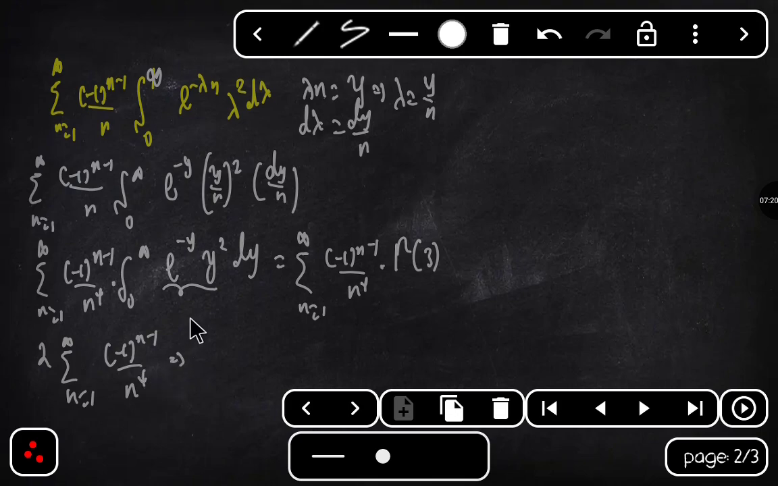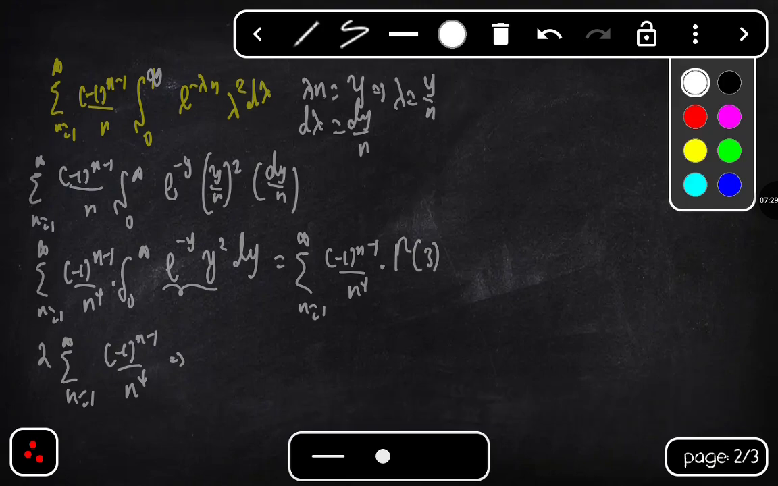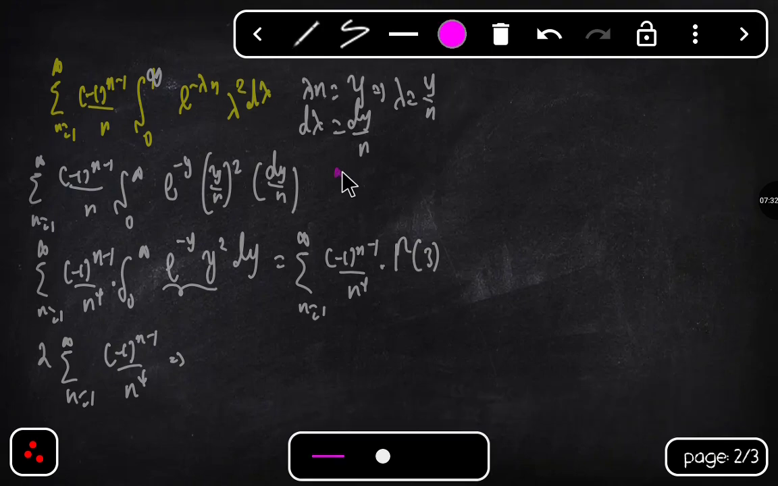Okay, so this is a form of the Dirichlet eta function. Let me use another ink. It's in this form: if you have the sum of n from 1 to infinity of minus 1 raised to the power of n minus 1 over n raised to the power of s, this will give us eta of s. So this will be 2 multiplied by eta of 4. We recall that eta of s is equal to 1 minus 2 raised to the power of 1 minus s, then multiplied by the zeta function of s.